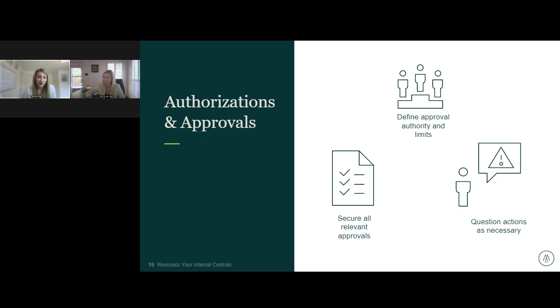So the takeaways here is define your authority and approval levels based on your specific organization, document them, make sure the right people are in that approval chain to ask those questions, and make sure that there are controls in place to prevent a transaction from moving forward without getting all of these approvals first.